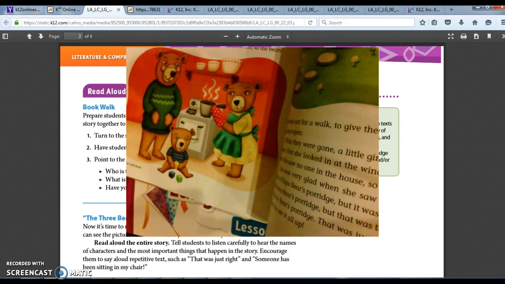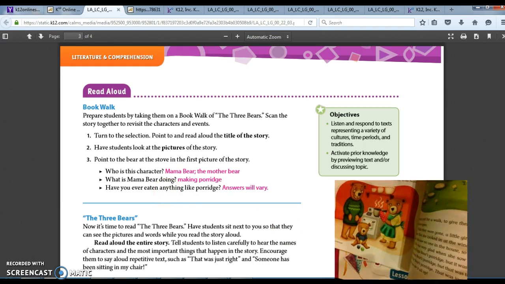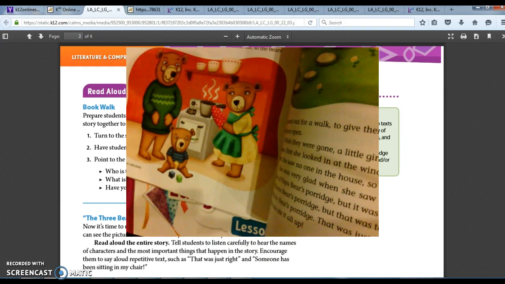All right, so let's look at the questions again. Who is the character that you see in the first picture of the story? Okay, if you said Mama Bear or the Mother Bear, you are correct. And what is Mama Bear doing?